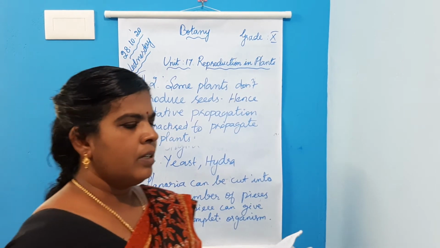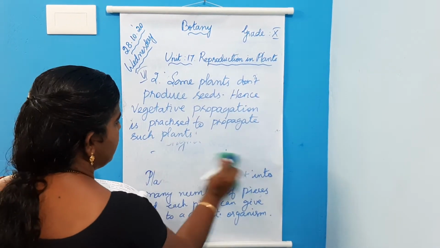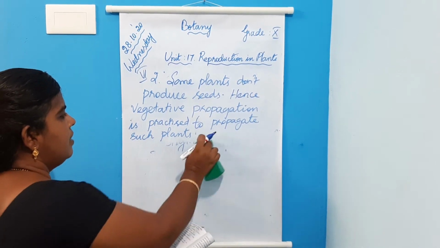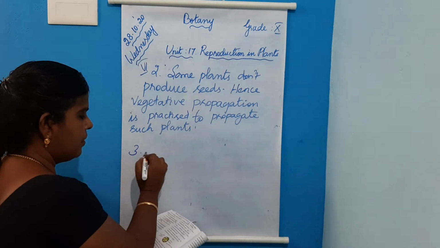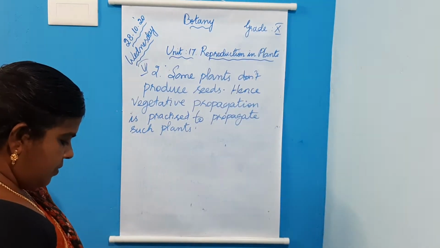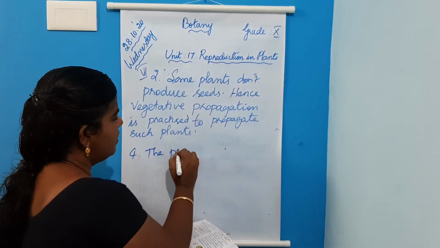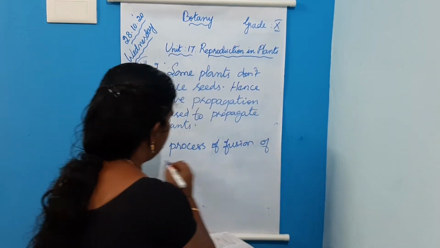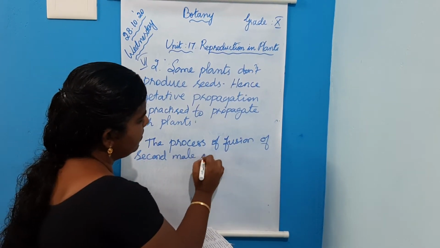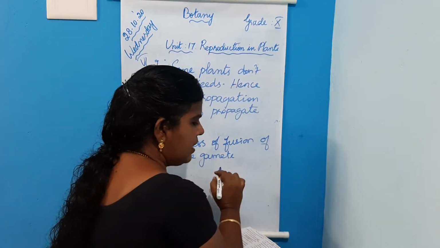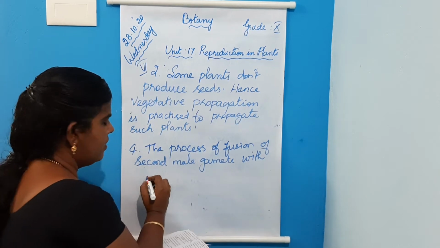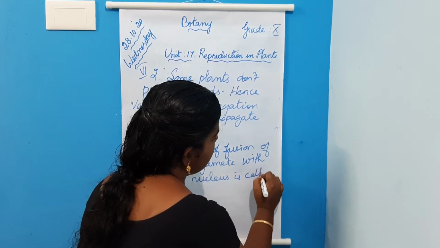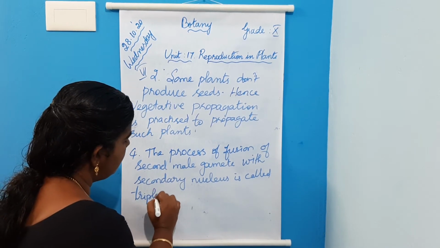Next, define triple fusion. Write down. The process of fusion of the second male gamete with the secondary nucleus is called triple fusion.